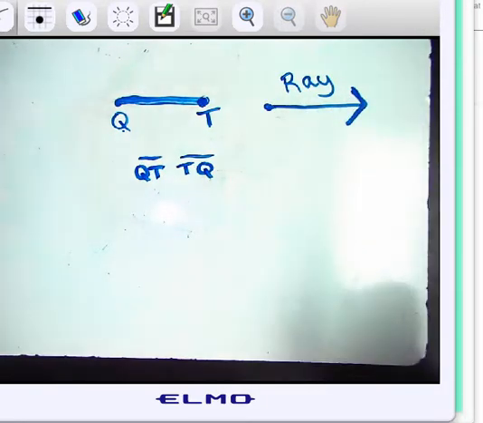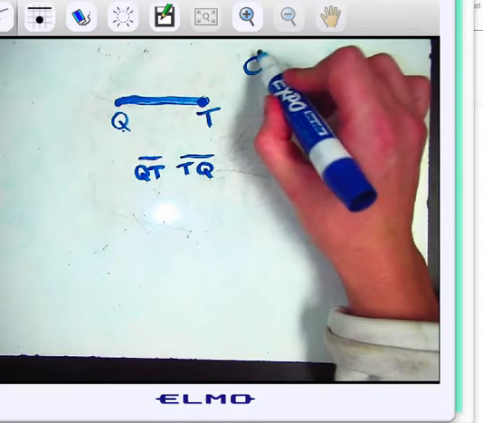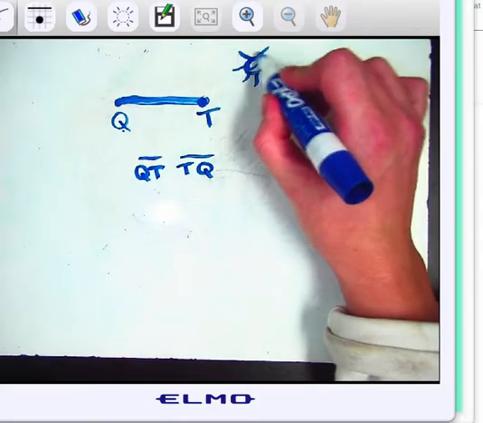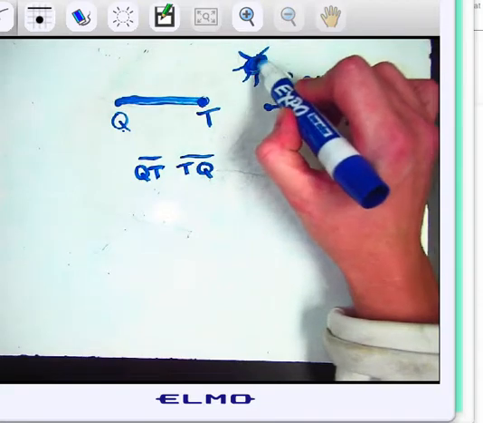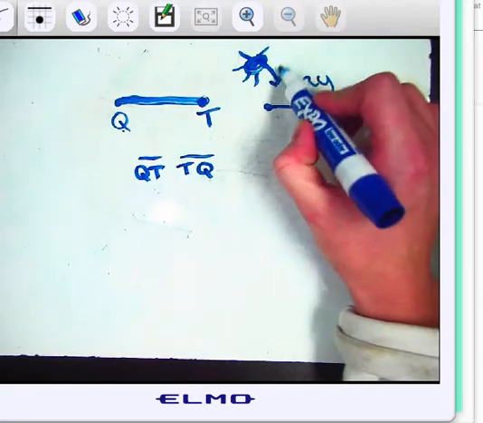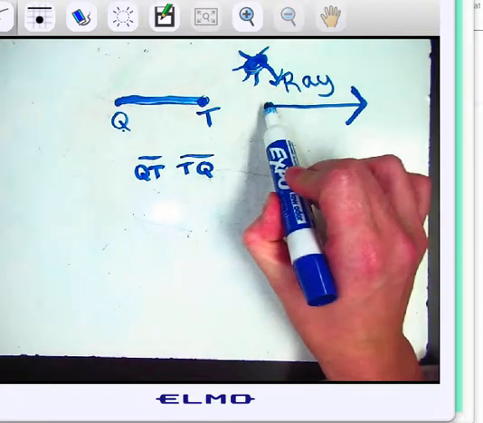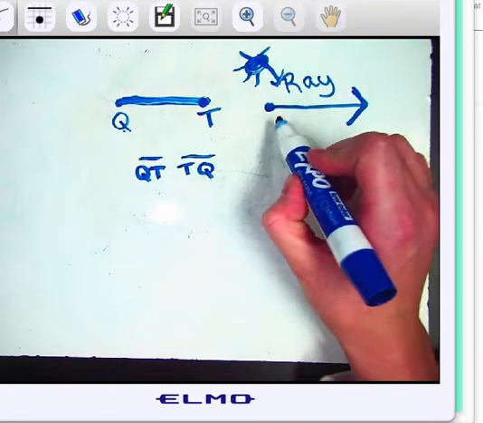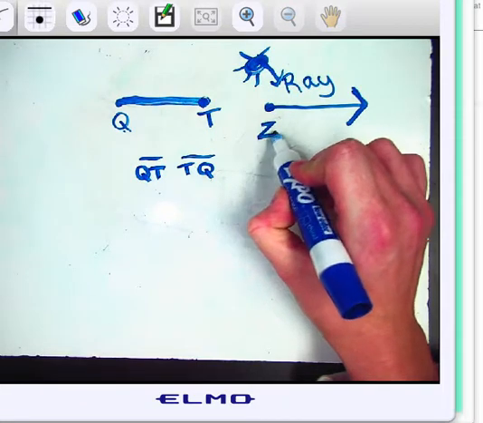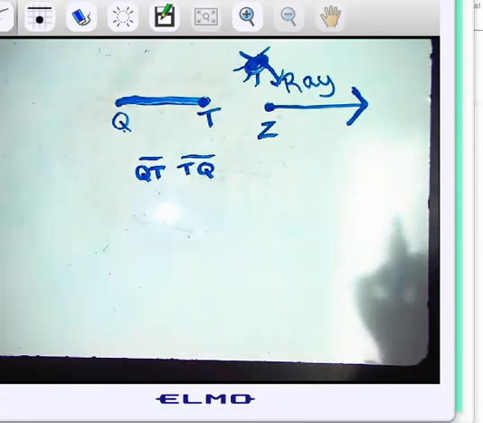Kind of like the sunshine. We say we have rays of sunshine. My sun is right here, and it has a ray which travels down towards the earth. So rays have a starting place, their endpoint, and then they travel in a straight line. This endpoint is going to be called Z. Now, I'm going to put another point on my ray.